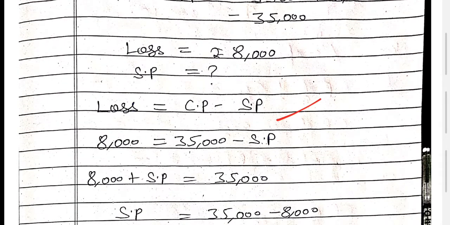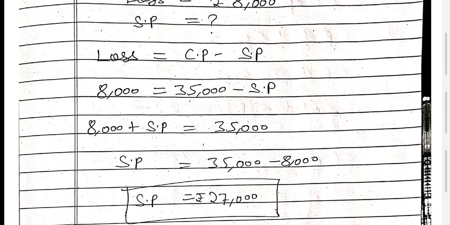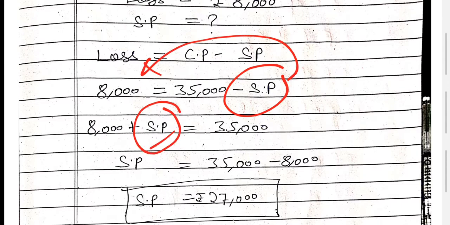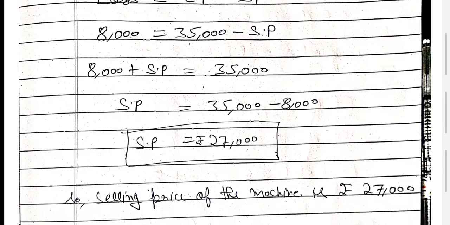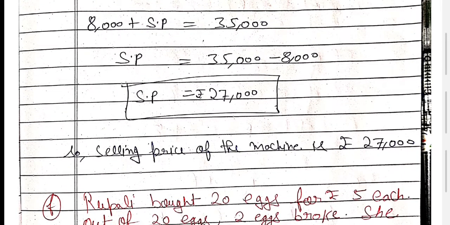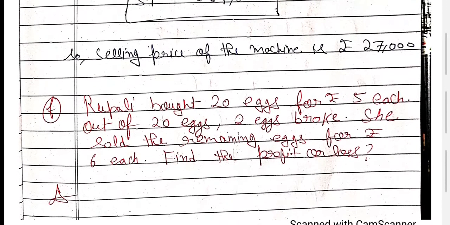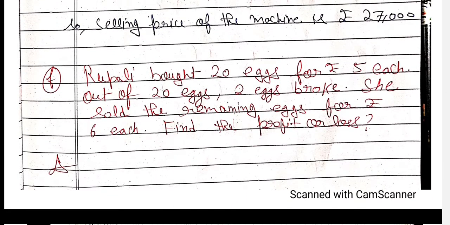Loss is equal to CP minus SP. Then loss is 8,000, CP is this, and SP you don't know. When you find the SP, you make it alone and then positive. So first make it positive, then this number goes to that side and becomes positive. Now it is positive, you make it alone, then move this number to this side, it becomes negative. When you subtract this one, you get 27,000. So write in words, the selling price of the machine is 27,000.